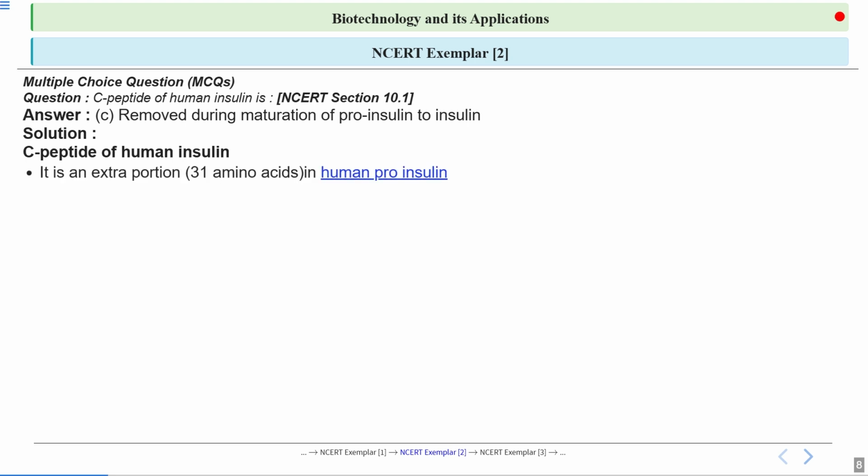So the solution says that it is an extra portion. This C peptide is of 31 amino acids in human proinsulin. As I said, the C peptide has to be removed for the maturation of proinsulin into insulin. The proinsulin is in the form of three peptides, A, B, and C. So to make it into a mature insulin, we have to remove the C chain from those three chains, and then only can it become the normal insulin.